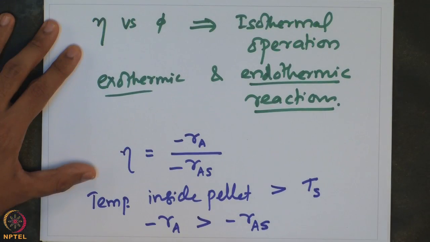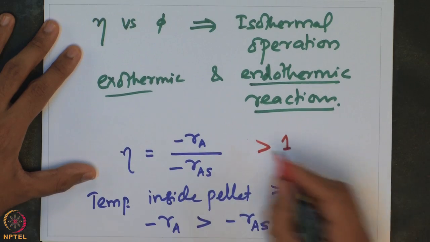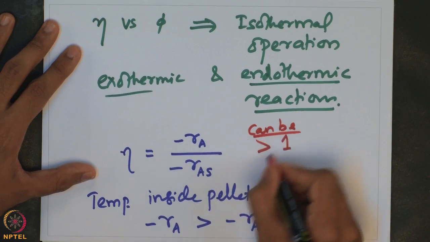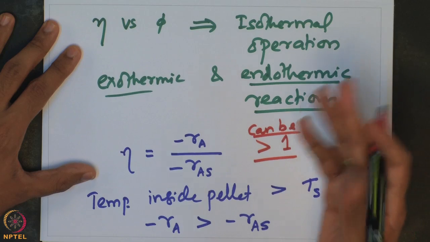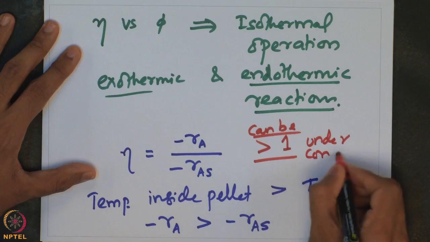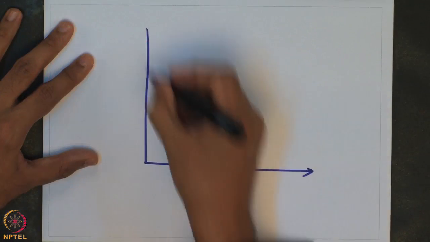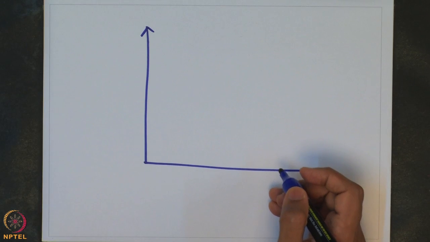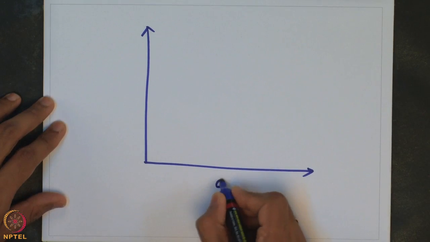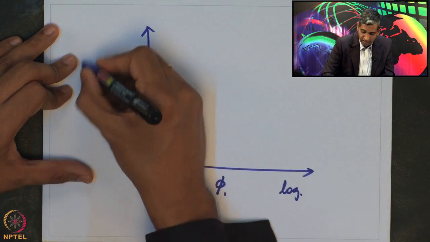So, clearly for the case of exothermic and endothermic reactions, this can be larger than 1. It is not that it is larger than 1 always, but it can be larger than 1 under certain conditions. Now, suppose we sketch the eta versus phi behavior for such kind of systems. So, suppose this is phi, and let us say that we sketch it in log scale again.